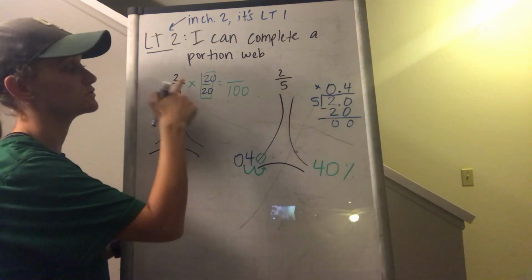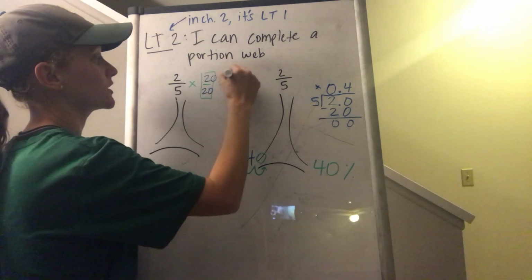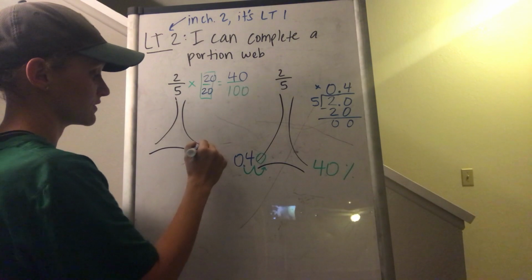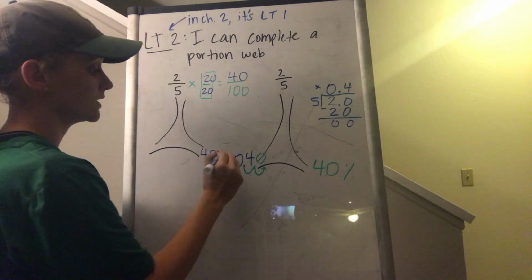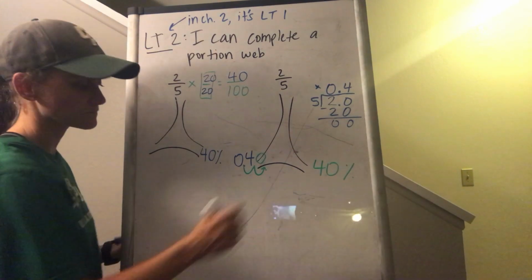So now I'm going to do 2 times 20 is 40. And so because it's 40 out of 100, that's going to be 40%. So you can see that we got the same percent here and over here.